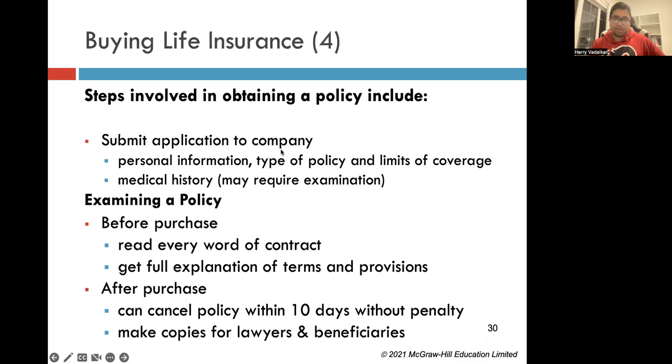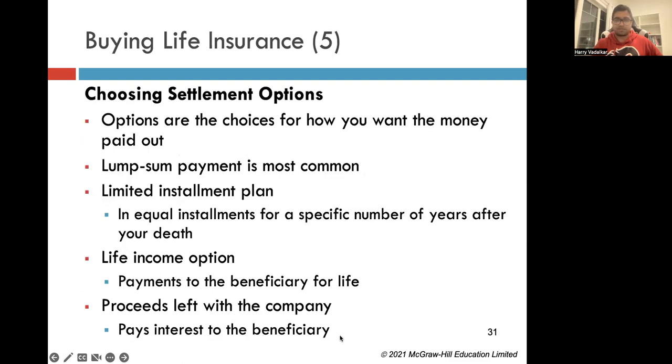So next, what are the steps involved in obtaining a policy? You submit an application to a company, which includes your personal information, type of policy and limit of coverage. You also submit medical history. They might want some medical examinations to be done. So you might have to submit both of that. Then you examine the policy. They will provide you a policy copy. Before you purchase, read every word of the contract, get a full explanation of terms and provisions. After you purchase, you can cancel the policy within 10 days without penalty. Make copies for lawyers and beneficiaries.